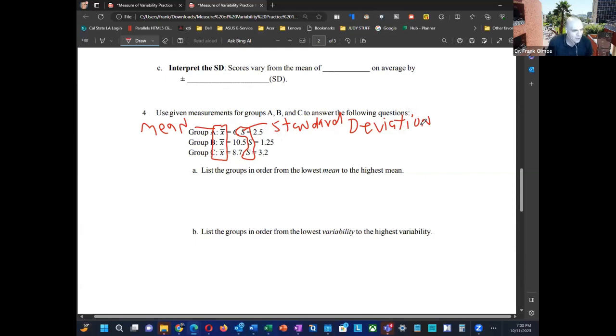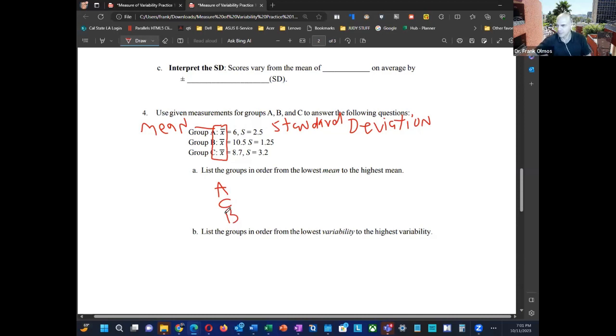All right. So X bar means mean. S stands for standard deviation. So list the groups in order from lowest mean to the highest mean. Thank you, Emily. Knowing that X bar means the mean, you've got to put them in order. Group A has the lowest mean, the second one is group C, the third one is group B.